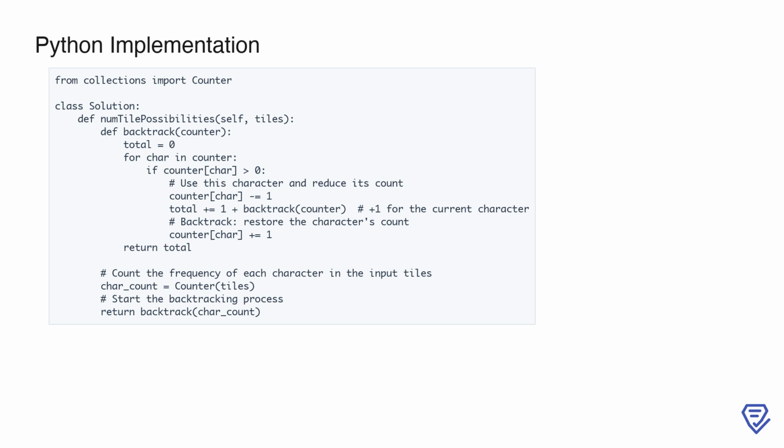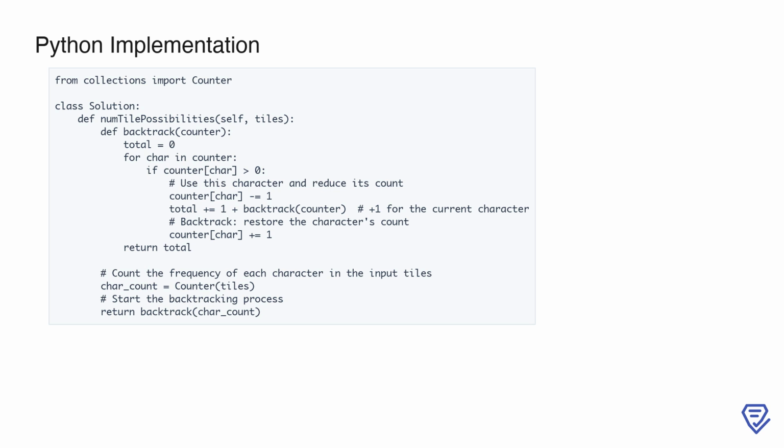3. Recursive exploration. The loop iterates over each character in the counter. If the character's count is greater than 0, it means this character can still be used to form sequences. For each usable character, the count of the character is decreased by 1, indicating its usage. The total is incremented by 1 for the current sequence, and the result of recursively calling backtrack with the updated counter is added. After the recursive call, the count of the character is restored, backtracking, to ensure other recursive paths remain unaffected.